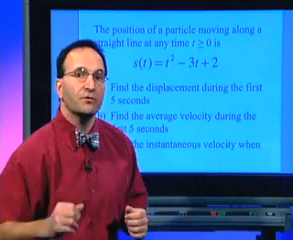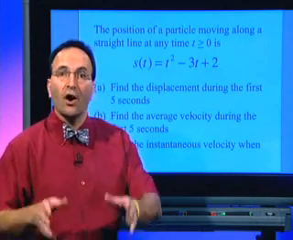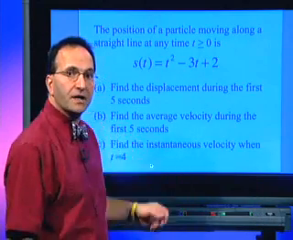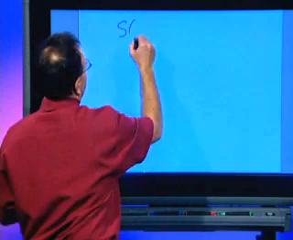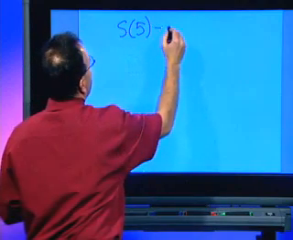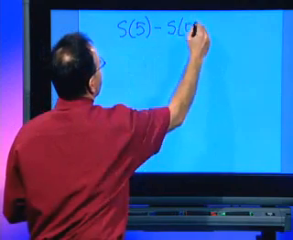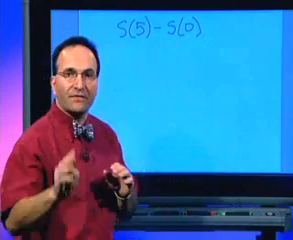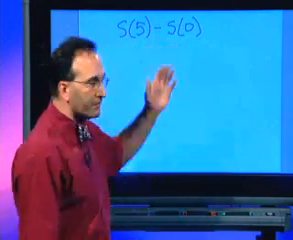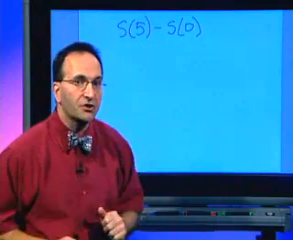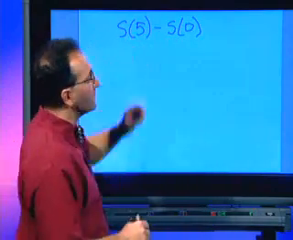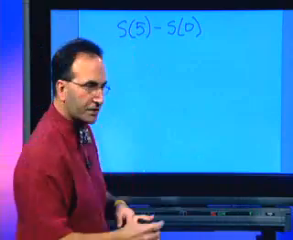So what we need to do first is find the displacement over the first 5 seconds. So what we have is to take s of 5 minus s of 0. That would represent the first 5 seconds, t being measured in seconds, and our displacement, s, being measured in meters. So we need to plug that into our original function.